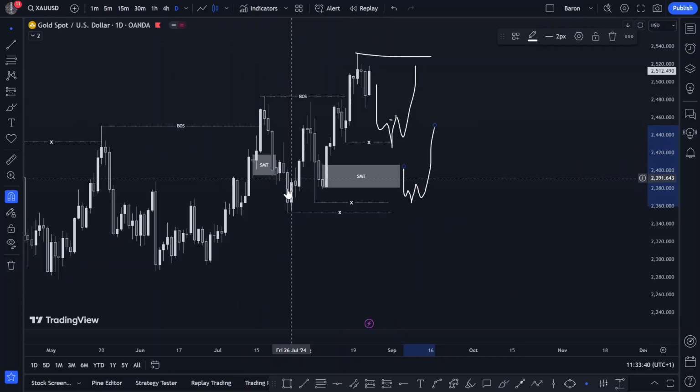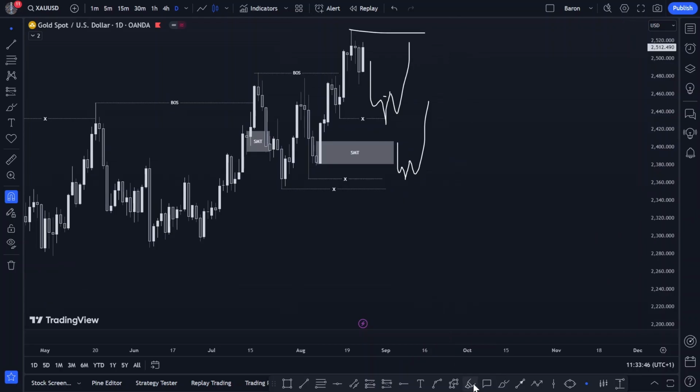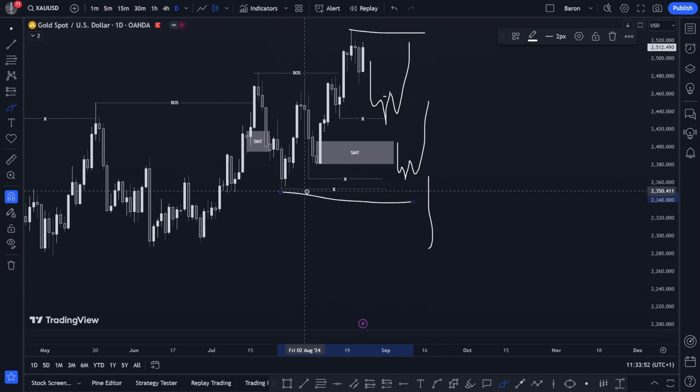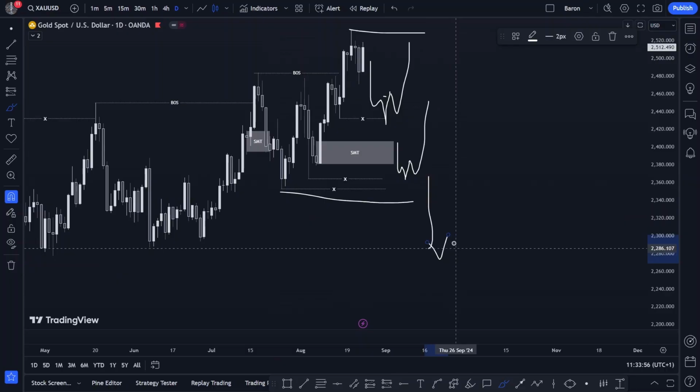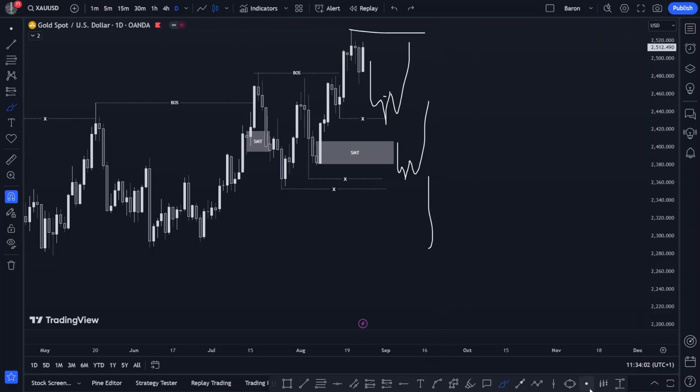All right, and the last scenario is that gold keeps dropping until this level, which is actually our last higher low here. So if gold drops to break and close below this structure here, then this will definitely be a change of character. Okay, so this is our last higher low here. So if gold drops down here to break and close below it, then this will be our change of character. But as for now, this is the structure. This is the possible scenario that we can have on gold here.